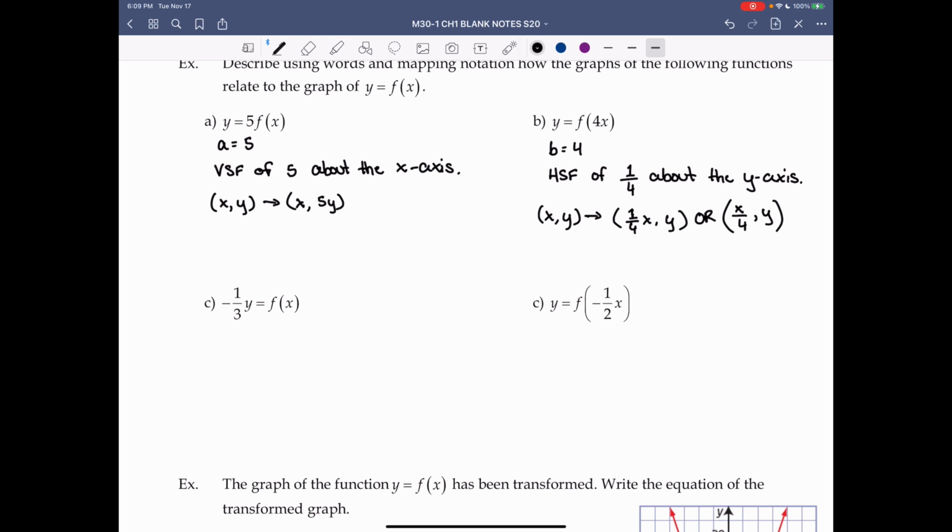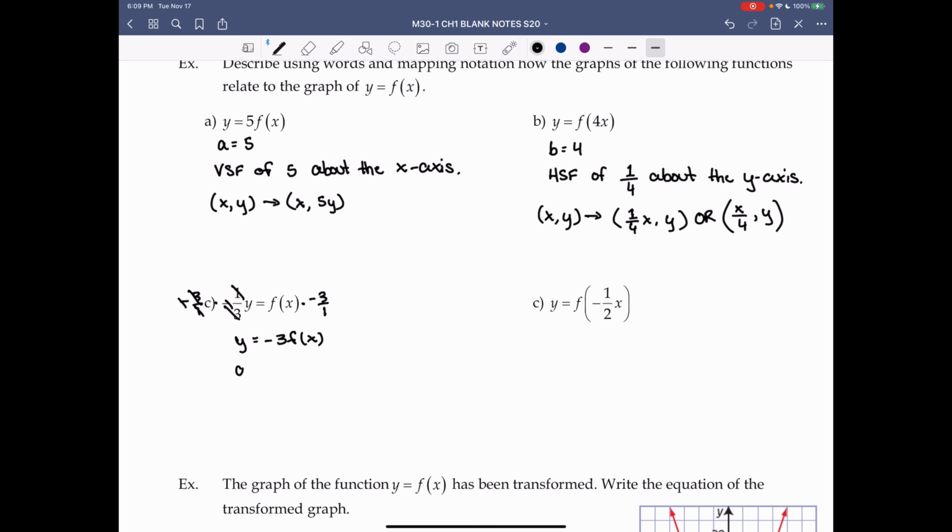C, negative 1 over 3 y equals f of x. We want to move this negative 1 over 3 over, so we would do that by multiplying by the reciprocal, which would be negative 3 over 1 times negative 3 over 1. Then our 3's divide out, and our 1's divide out, and our negatives divide out, and we're left with y equals negative 3 over 1 f of x, but I don't need to write the 1, so negative 3 f of x.